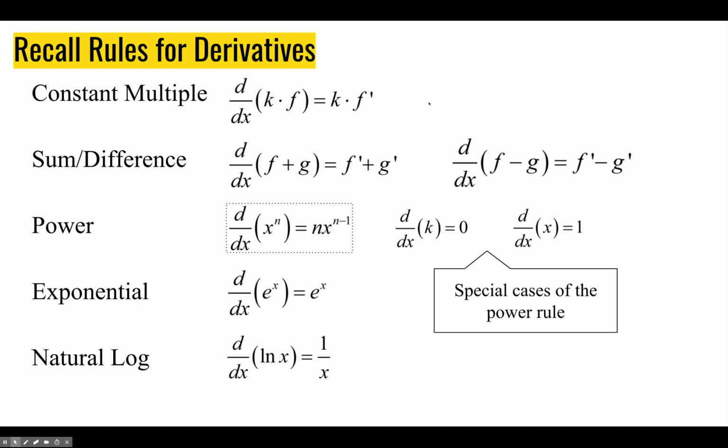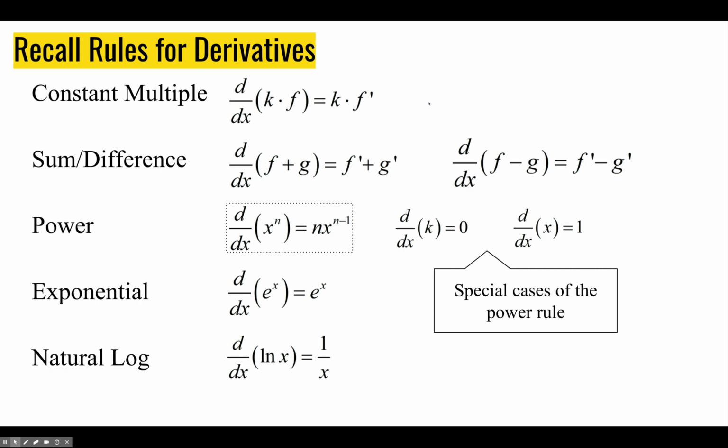Hello, welcome. In this video, we're going to expand our rules for antiderivatives so that we can take integrals. But before we do that, let's look at the rules for derivatives from a previous chapter. The reason we want to do that is because when we go to take an integral, remember that what we're doing is finding the antiderivative.